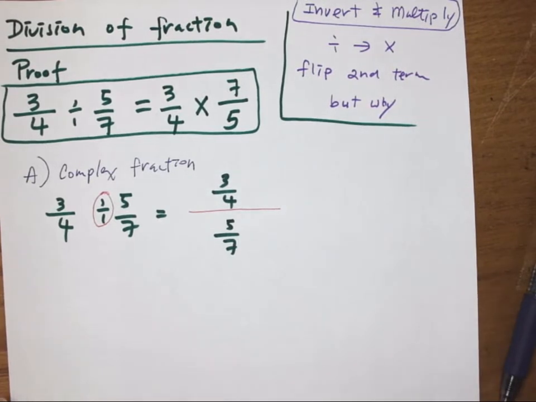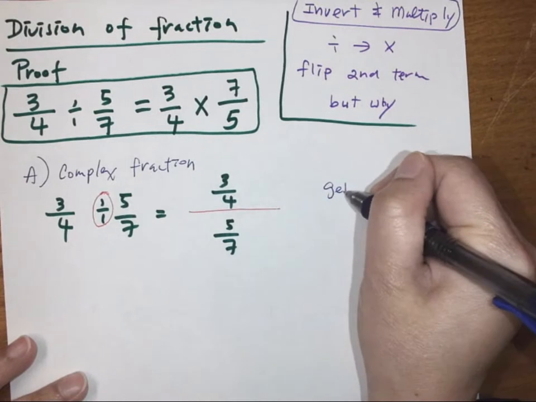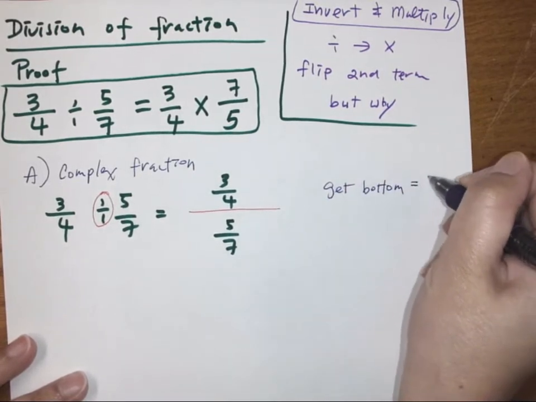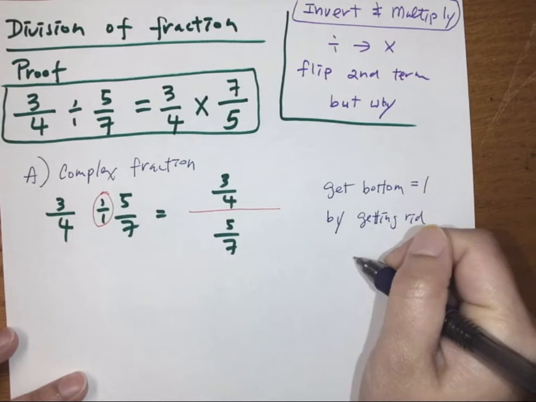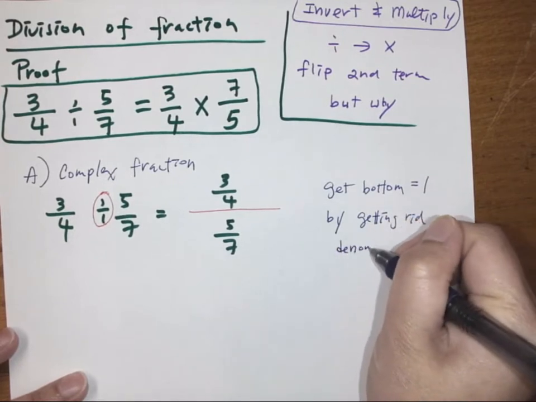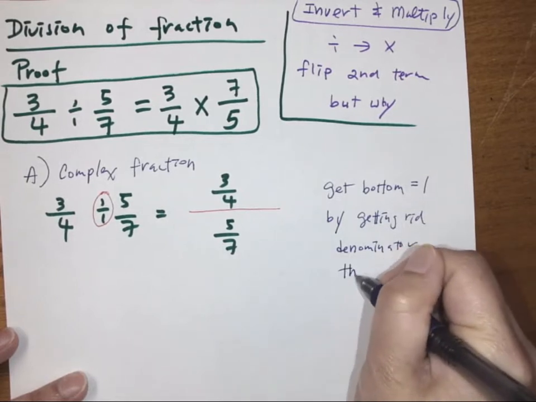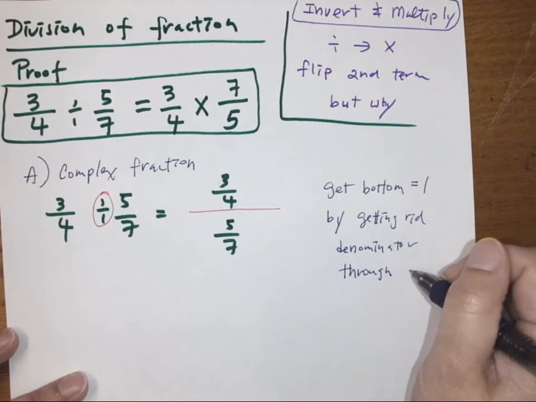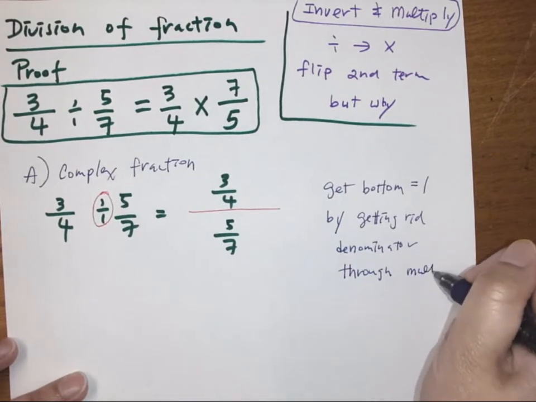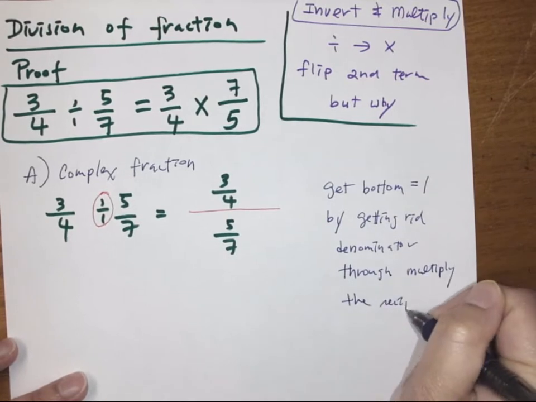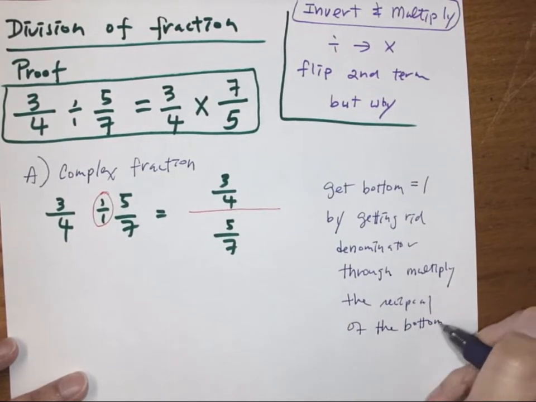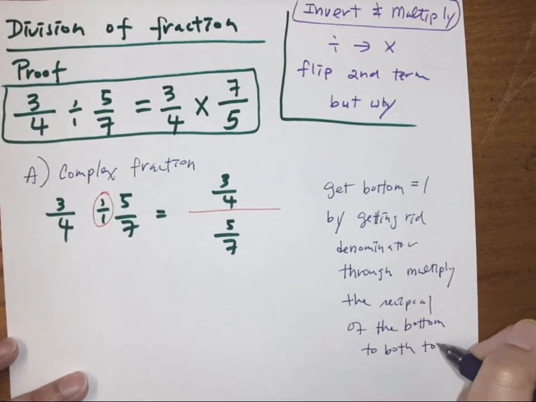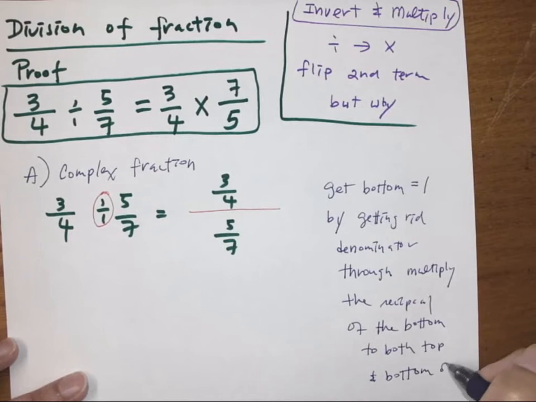The goal is to get the bottom equal to 1, by getting rid of the denominator through multiplying the reciprocal of the bottom to both top and bottom of the fraction. Okay, what does that mean?